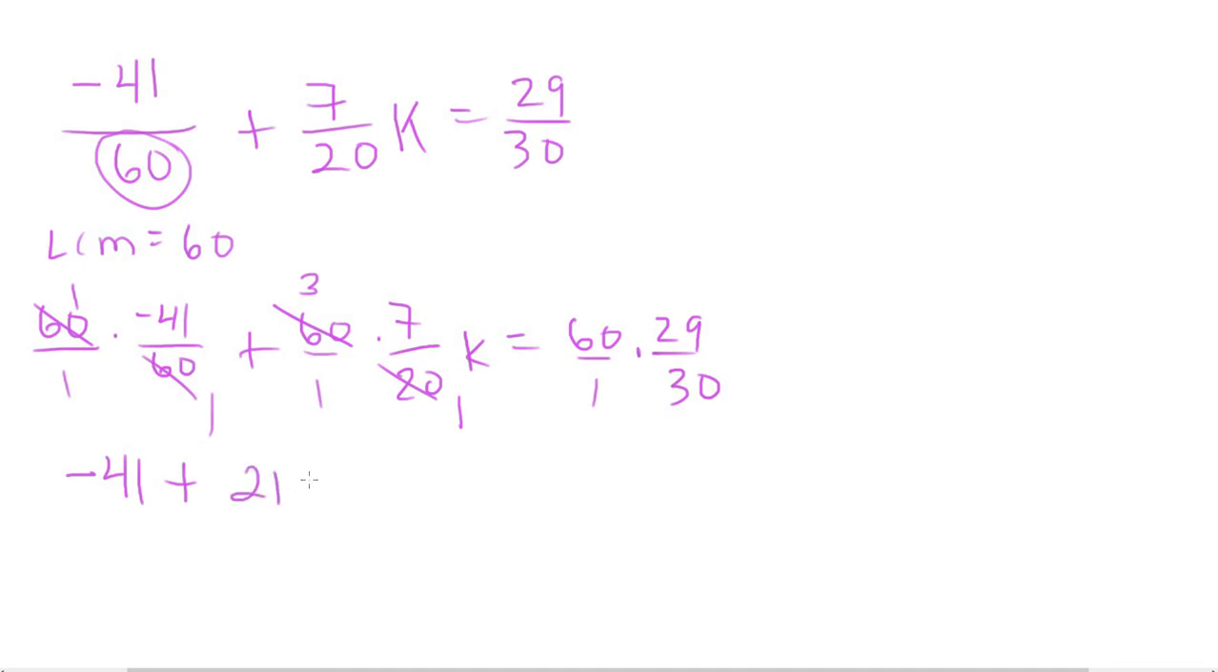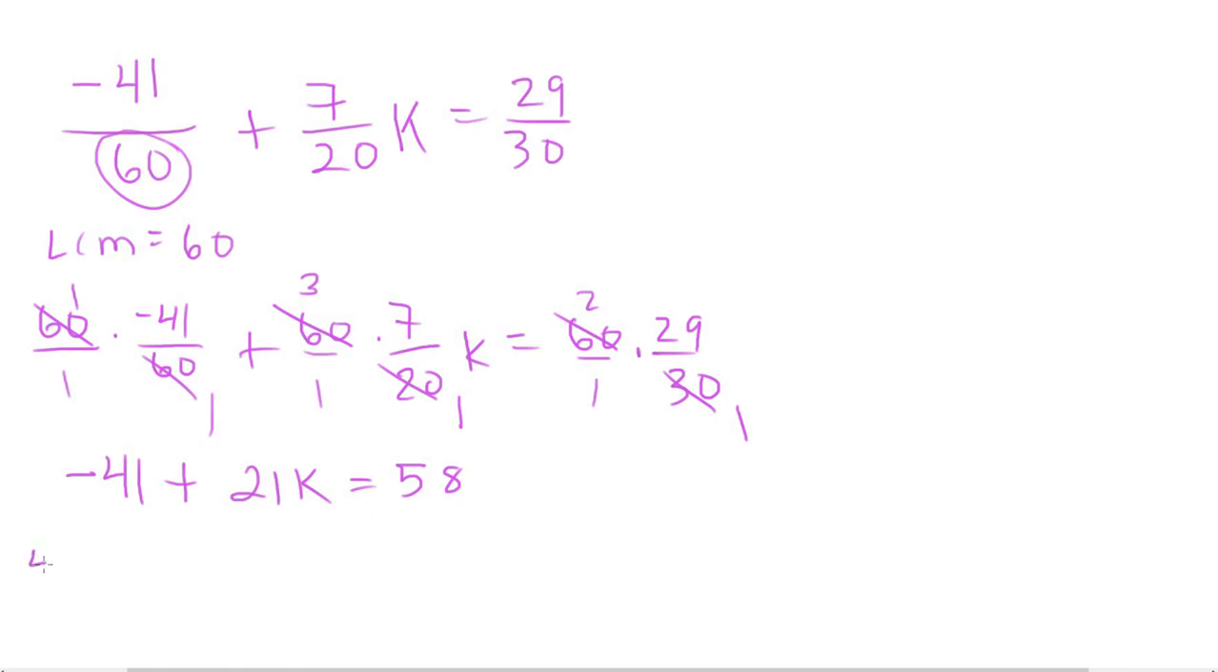So that's 21k equals cancel 1, cancel 2. Equals 2 times 29, 58. Over 1 is just 58. So let's check that. And so yes, that looks correct. We're going to solve for k.